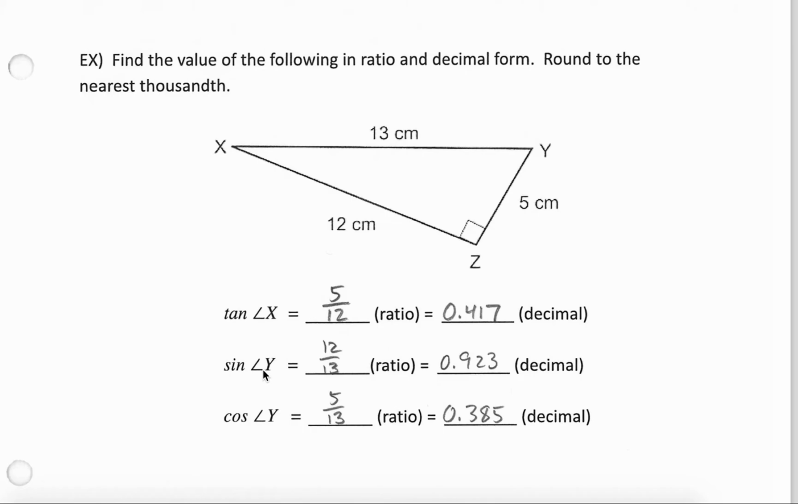Sine of angle y. Now we're changing up our reference angle here, so let's relabel our triangle if we need to, or just think based on this position at angle y. This side is now opposite, this is adjacent, and this is hypotenuse. Sine ratio, that's our SOH part of our acronym, reminding us of opposite over hypotenuse. Opposite from angle y is 12, hypotenuse is 13. There it is in ratio or fraction form. 12 divided by 13 will give us this approximate decimal.